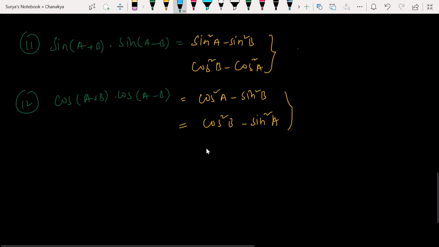Now let me tell you the shortcut to remember this. I'm talking about sin A plus B into sin A minus B. Now look at this here. Common, I'm talking about sin. So sin square A minus sin square B. One formula done. Now crisscross: A will come here, B will come here. Look at this here. First, I'm starting with B now here.